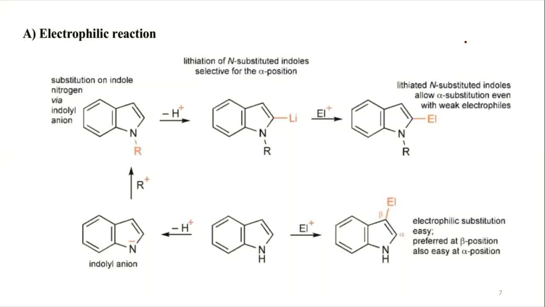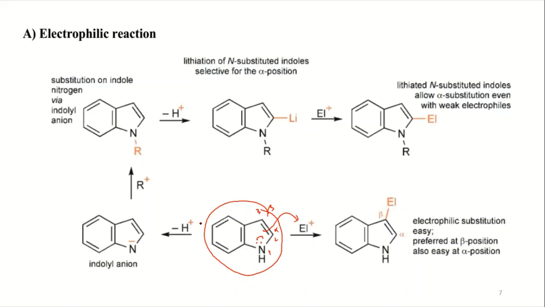Now we'll move to the reactivity. Electrophilic reaction. If you look at the structure, you have indole here. Now, if you directly add the electrophile, what will happen? The reactivity will be at the beta center. So this is 1, 2, 3. So 3 center, or the beta center. Okay. What will happen? Your reactivity will be like this. So your electrophile will be added to the beta position.